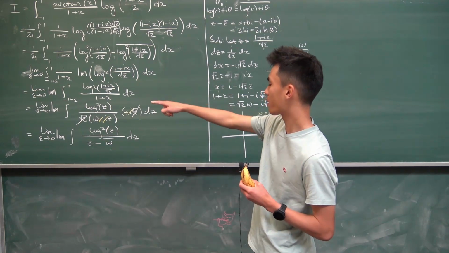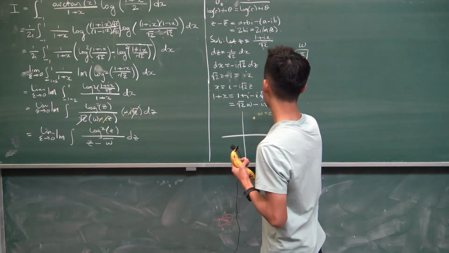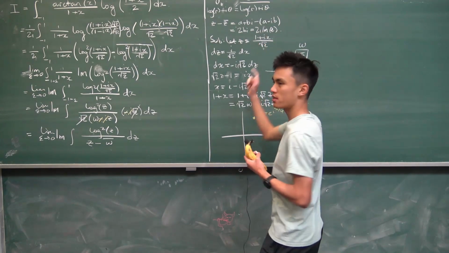Okay, and where's the start point going to be? Well, let's just plug in negative 1. So negative 1 is going to land you at 1 minus i over root 2.